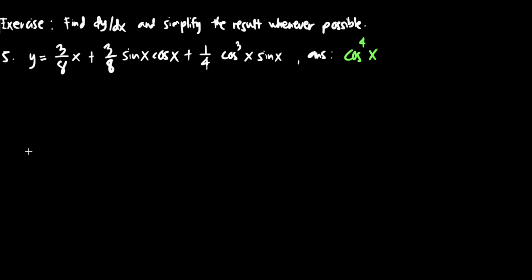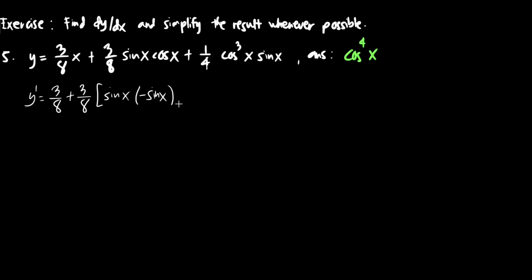For number 5, y is equal to 38x plus 38 sine x cosine x plus 1/4 cosine cubed x sine x. So we'll get its first derivative. So y prime is equal to 38 plus 38. Just copy sine x first. The derivative of cosine x is negative sine x.